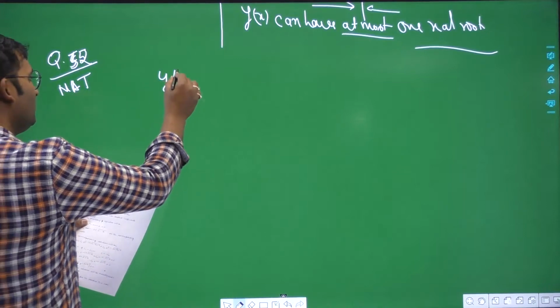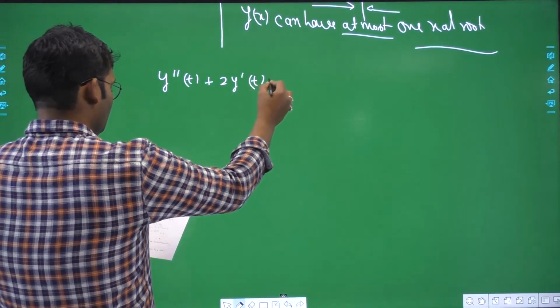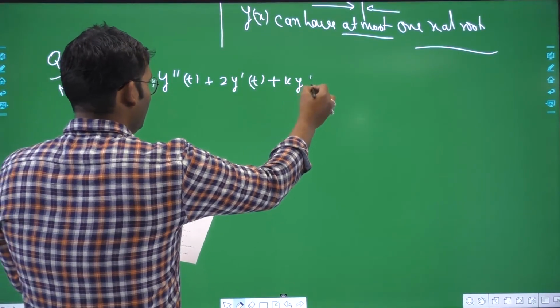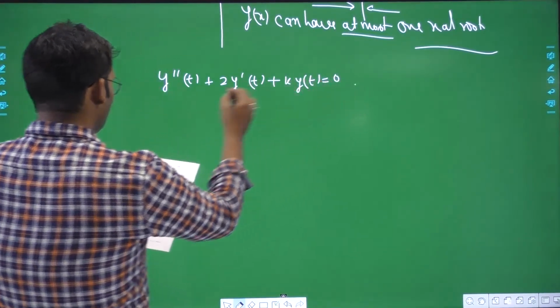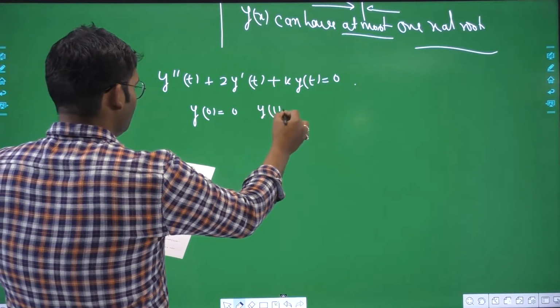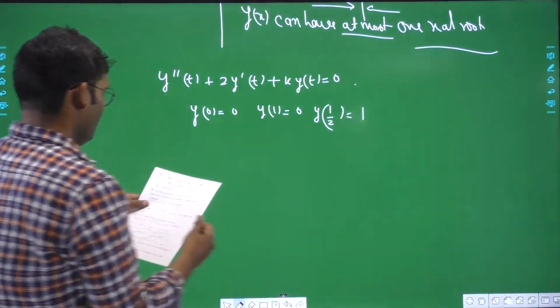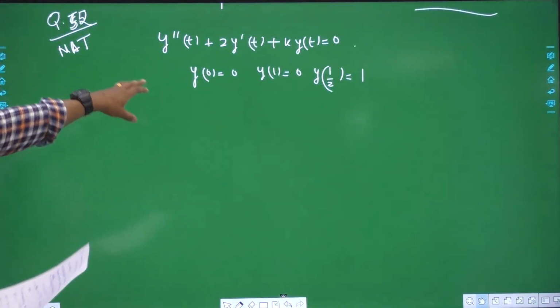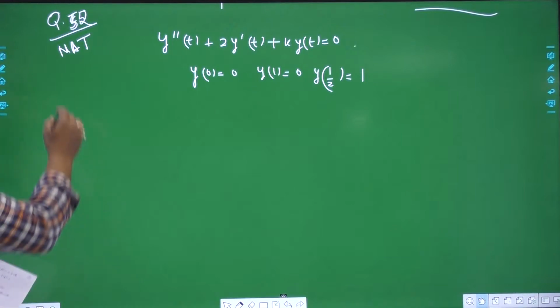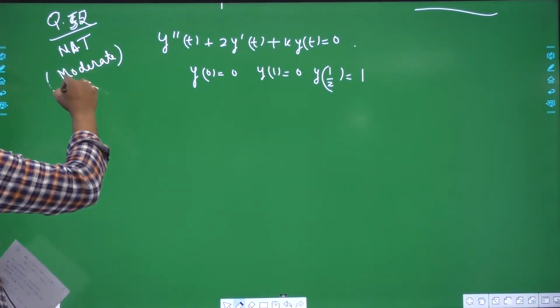It says that y double dash t plus 2y dash t plus k by t is equal to 0, and given that y0 is equal to 0, y1 is equal to 0 and y half is equal to 1 has a solution. So again, this is an easy question, but I think many people would have found it thoda sa difficult, so I'll rate it as a moderate question.